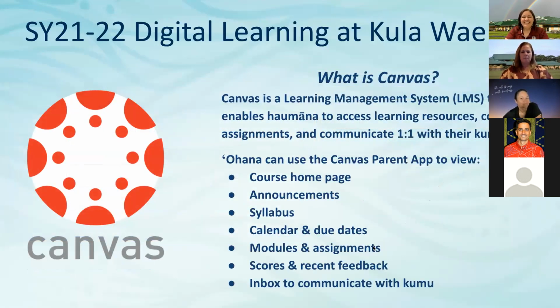Okay, so this is why we're all here tonight, to learn more about Canvas. So Canvas is the LMS tool that we're using from grades 4 all the way up through 12. And it's the tool that your keiki are going to be using to access their learning resources, their assignments. They'll be able to communicate one-to-one with their kumu. There's going to be discussion boards on there. There's going to be all kinds of activities and assignments that your keiki will be doing in Canvas.